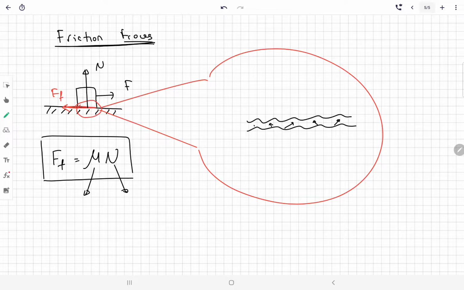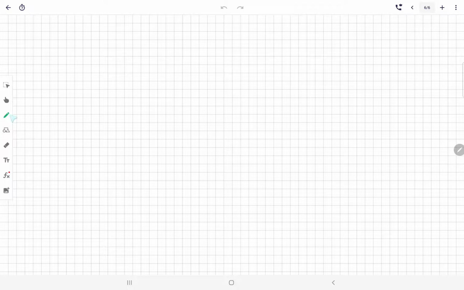And this maximum value will be reached when the object starts to move. Only in that case you can use this equation. If the object is at rest, it means friction force did not reach this maximum value. So, example.